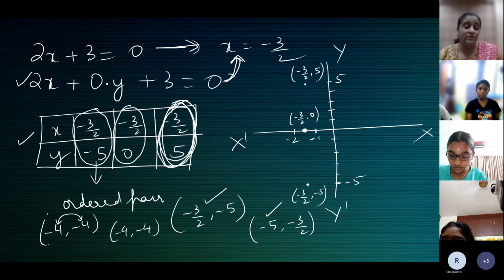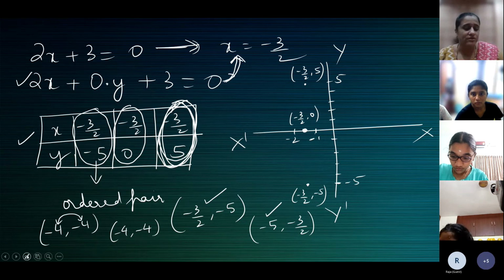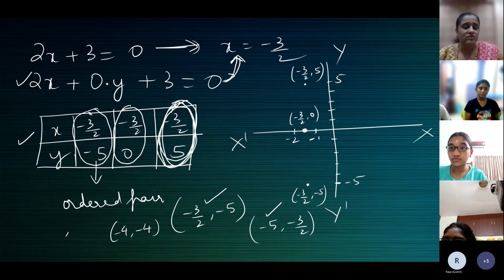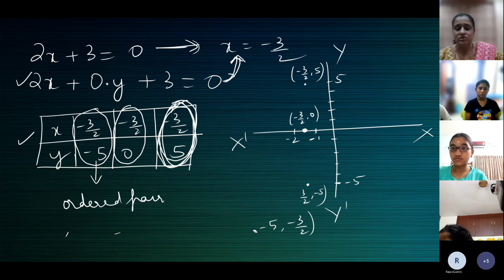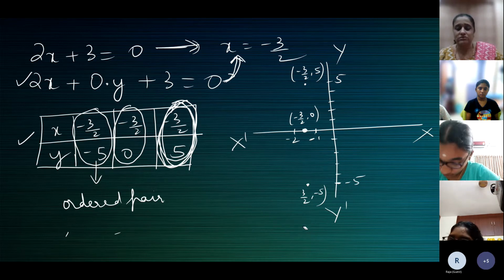So that's why it's called an ordered pair. Ordered because the order is important, pair because there are two numbers, the x coordinate and the y coordinate. So -3/2 comma -5 is an ordered pair, -3/2 comma 0 is an ordered pair, -3/2 comma 5, and these are also solutions to the linear equation.